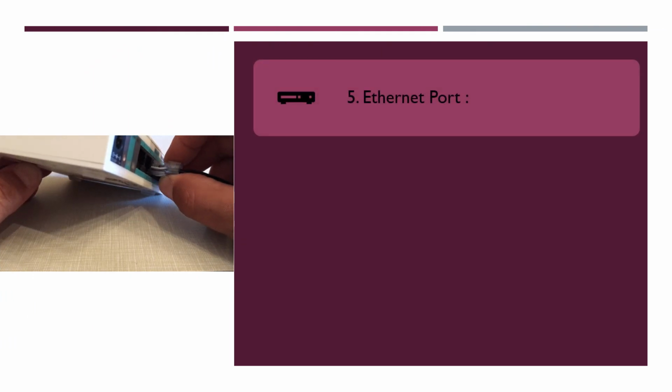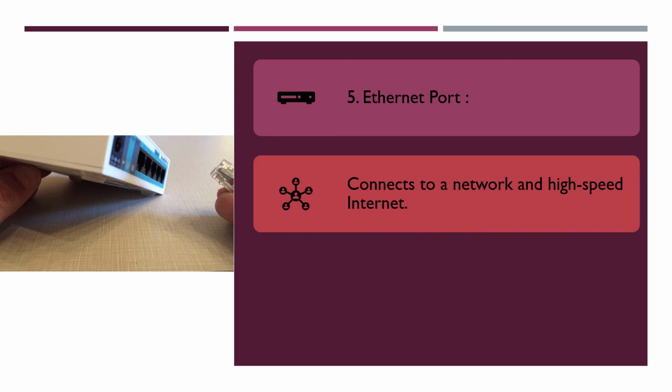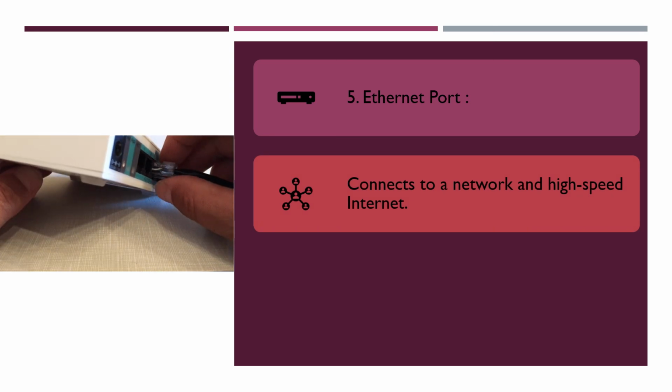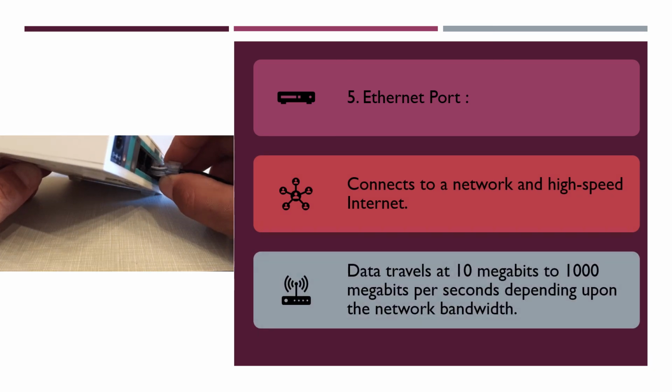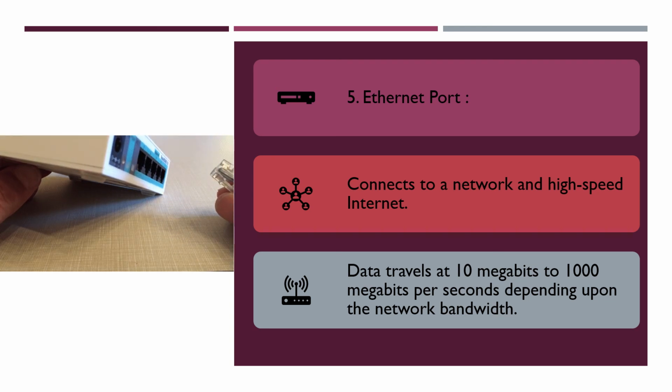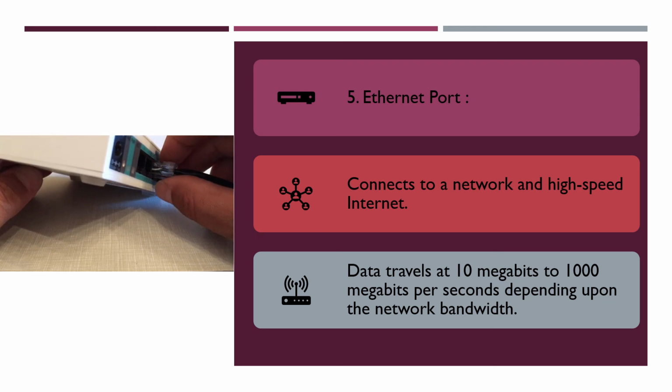Ethernet port connects to a network and high-speed internet. Data travels at 10 megabits to 1000 megabits per second depending upon the network bandwidth.